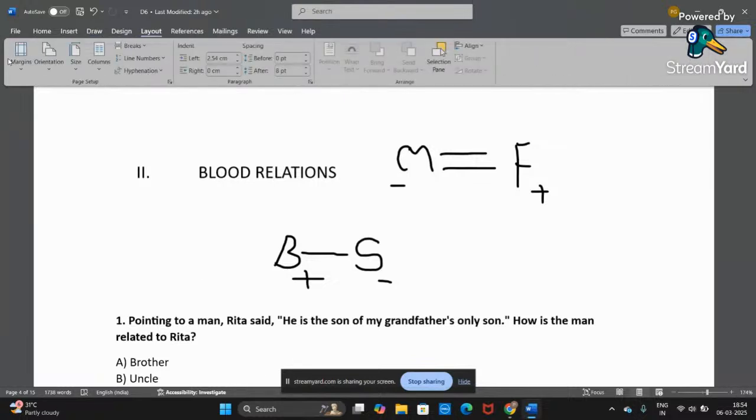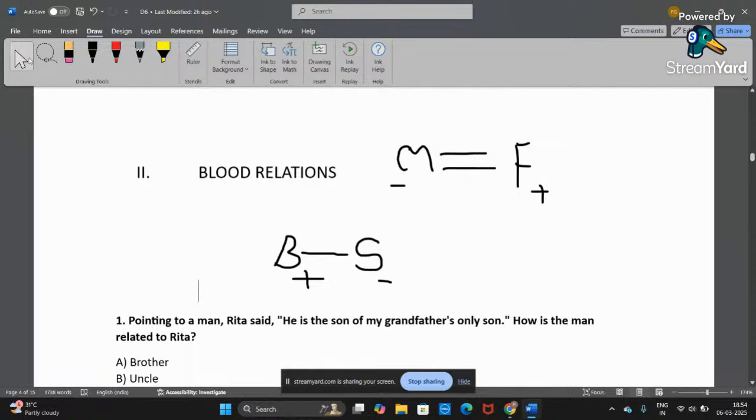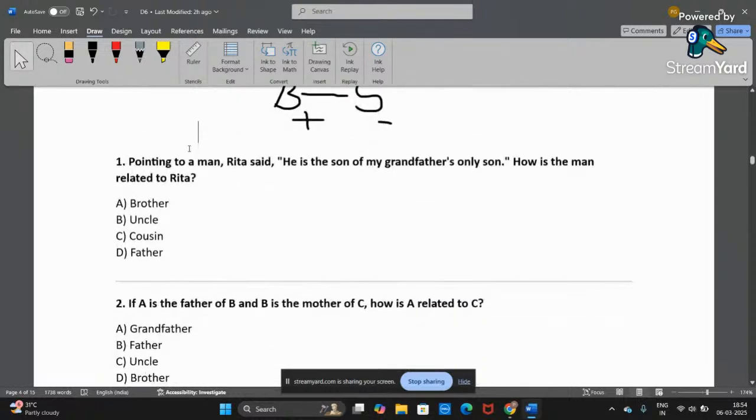Now try to solve this. Try to solve the first one. Indicate men with plus and women with subtraction. Solve it fast, solve the answer and tell it fast.